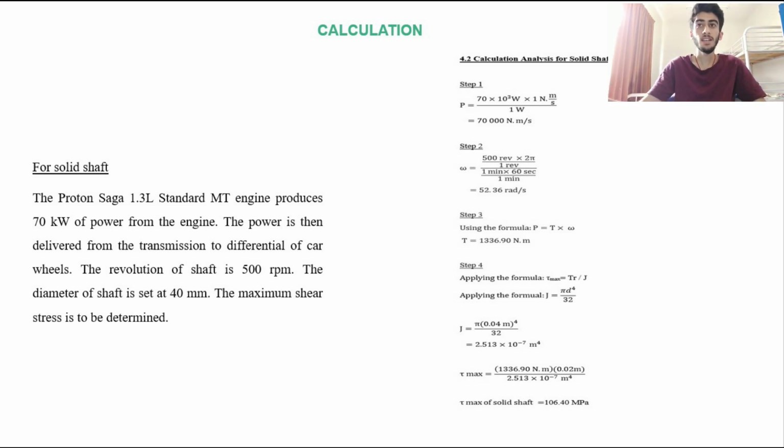So first of all, how we analyze is that we need to convert power in kilowatts into Newton meter per second. By using the formula, we converted it into 70,000 Newton meter per second. Next, we have to convert the revolution in RPM into rad per second. From the formula, we get 52.36 rad per second. Next, using the formula power equals torque times angular velocity, we can find the value of torque, which is equal to 1336.90 Newton meter. Applying the formula of shear stress equals torque times the radius divided by the J value, we can find that the maximum shear stress of a solid drive shaft is 106.40 megapascal.